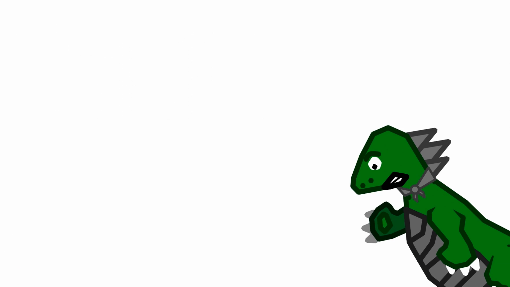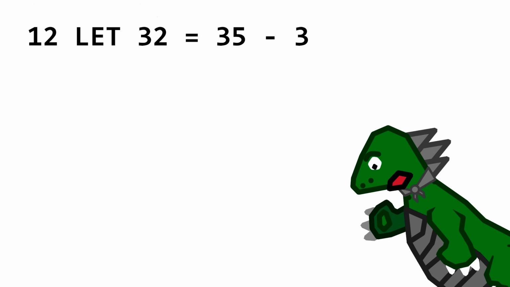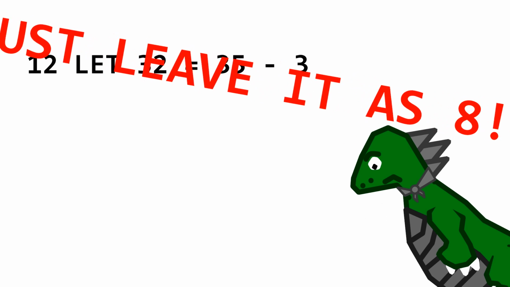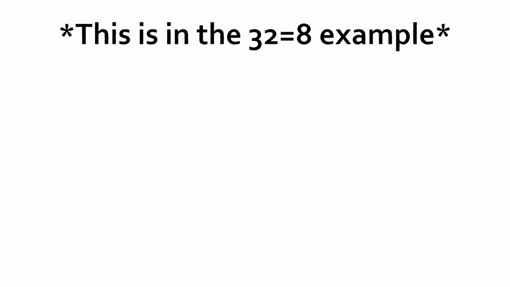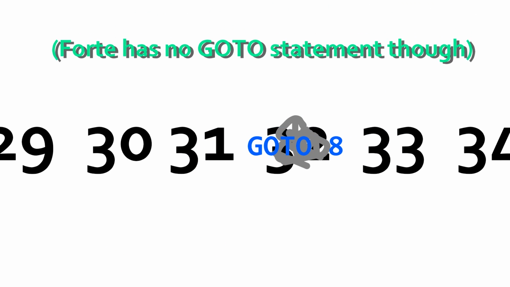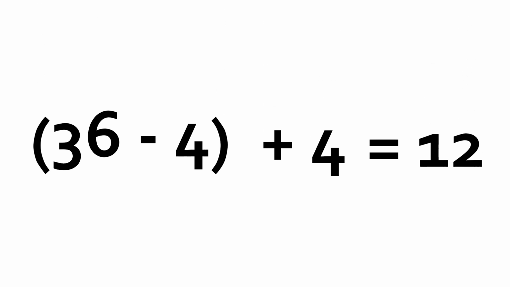So, could you return 32 to its original value by subtracting 3 from 35 or something? No, you couldn't. 32 now is 8, and it would be like taking a number line, scribbling out 32 from the 32nd space, and writing "go to 8" in its place. Meaning if you subtract 4 from 36 to get 32, which is actually 8, and then add 4, you will get 12. Forte is called Forte because it messes up the Peano axioms.